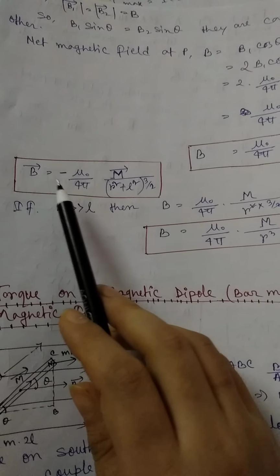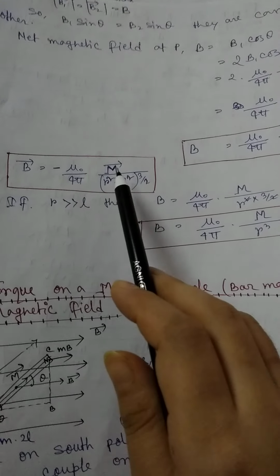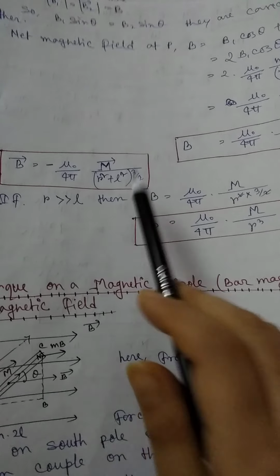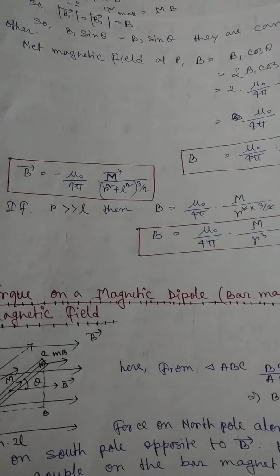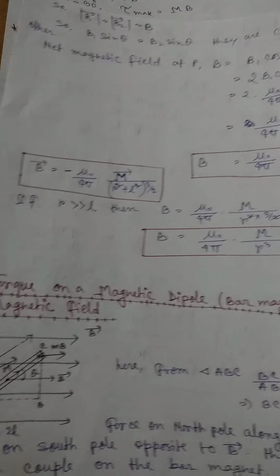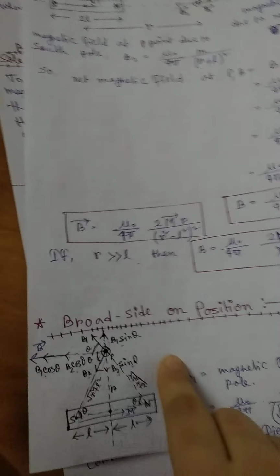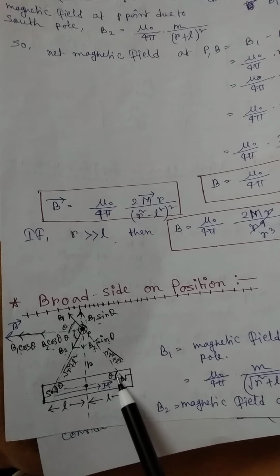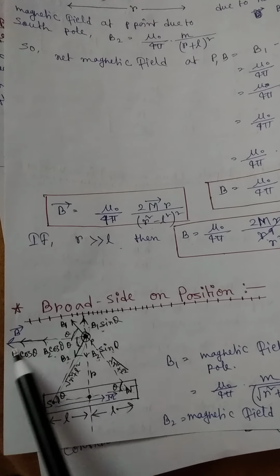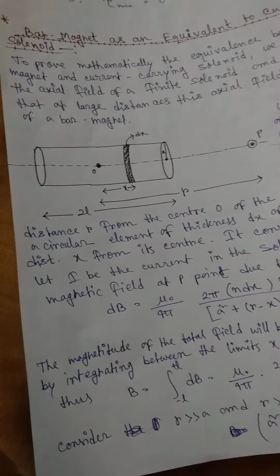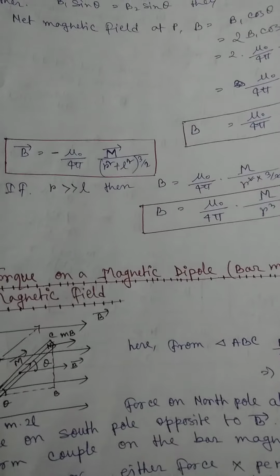In vector form, B vector equals minus mu naught by 4 pi, M vector by (r square plus l square) whole to the power 3 by 2. This negative sign arises because the B vector and M vector are in opposite directions. This is the direction of the M vector and this is the direction of the B vector. So both are in opposite directions. That's why this negative sign arises here.